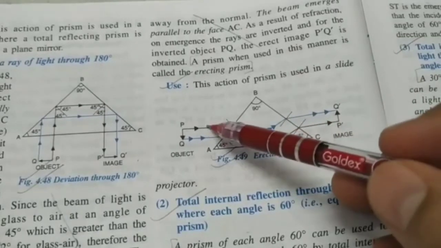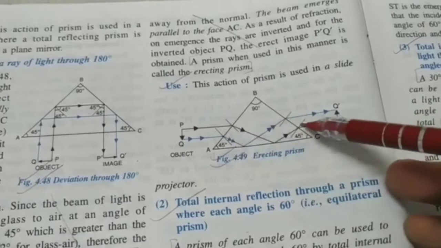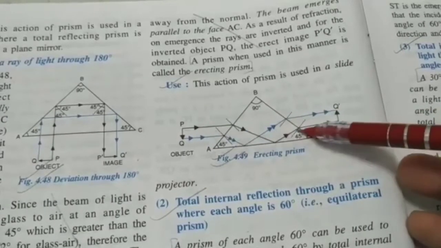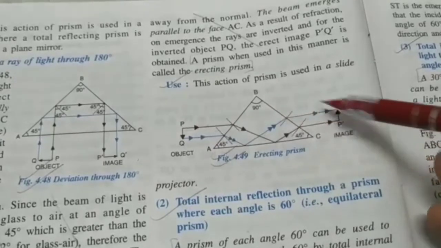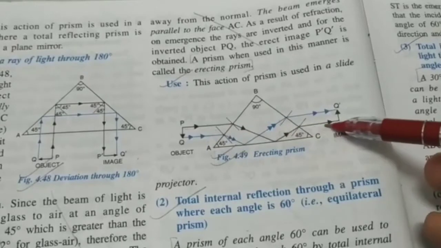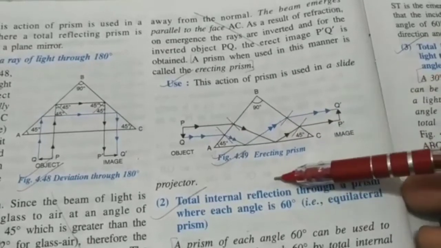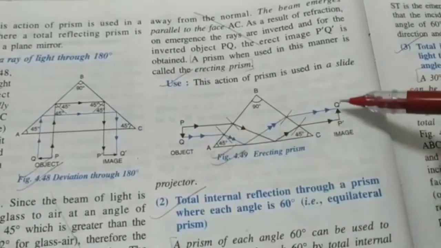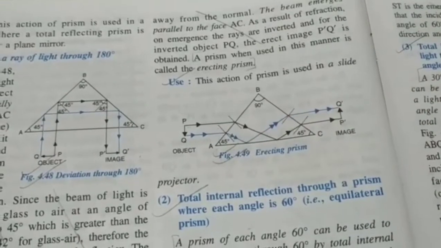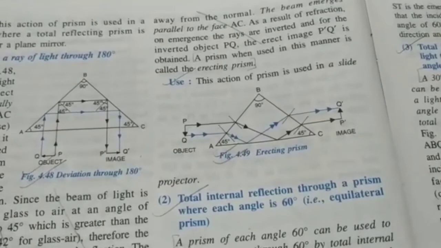Now note that this black line and this black line should be parallel to each other, and ditto for blue and blue. Even inside, these two lines and these two lines should be parallel. Note how the black and blue lines are in a straight line here, and the blue and black lines are in a straight line here. So keep that in mind while drawing. This is an erecting prism, because an inverted object has given us an erect image on the other side. So these are the three diagrams with the 45, 45, 90 prism.